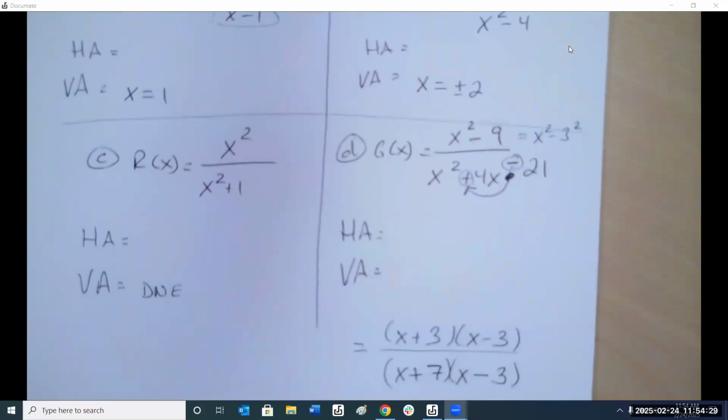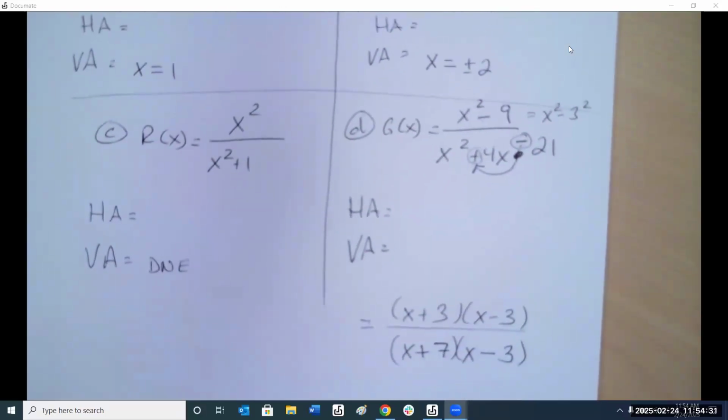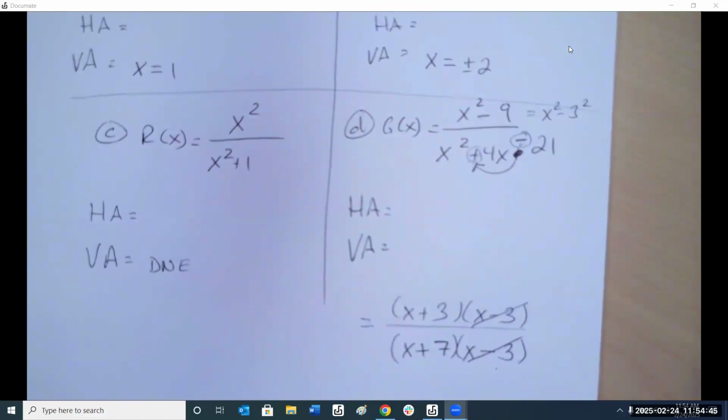Okay, so what do we do for this? Those cancel. So is 3 a vertical asymptote? What is it? So what's the difference between an asymptote and a hole? Where something cancels out is a hole, and then the asymptote is where it's creating the undefined.